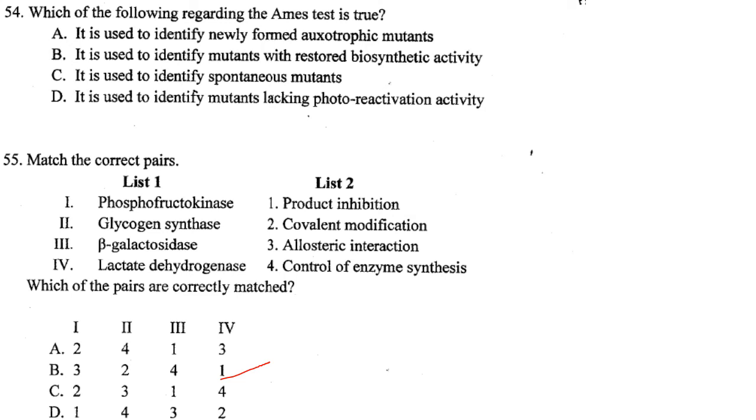Then next one, match the correct pairs. So phosphofructokinase. Phosphofructokinase is allosteric interaction. So 1, 3. Then glycogen synthase. It is covalent modification. Beta galactosidase. It is control of enzyme synthesis, and lactate dehydrogenase. It is product inhibition. So answer is option B, that is 1, 3, 2, 2, 3, 4 and 4, 1.